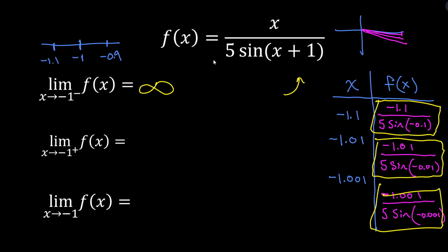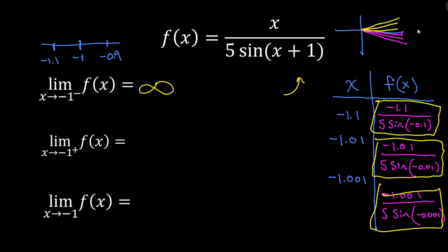All right, now what happens from the right? Let's try to think about this without making a table. As I approach from the right, the numerator is still going to be negative, because now we're plugging in -0.9, -0.99, -0.999, right? Numerator is negative in all of those. What's happening to this angle inside the sine? That's still getting closer to 0. In fact, we're going to end up switching the sign of all these. When we approach from the right, it's going to be positive 0.1, positive 0.001. So we're doing a similar thing, but we're approaching 0 from above.